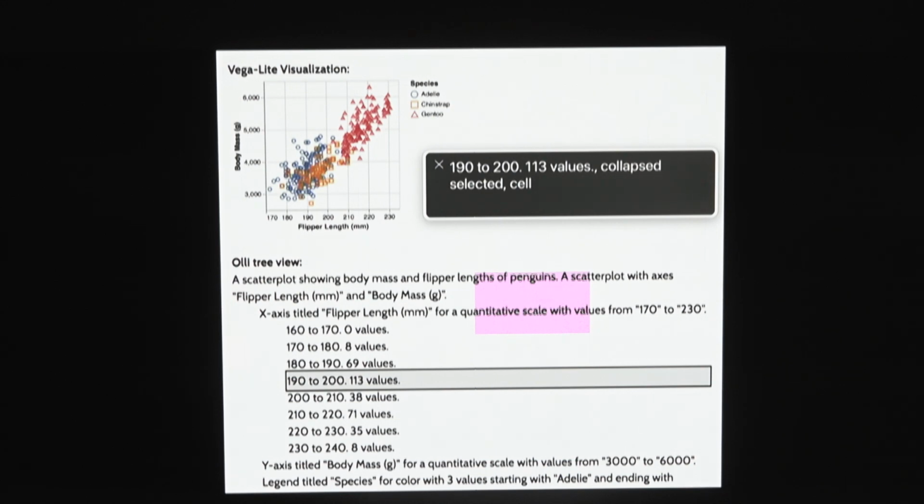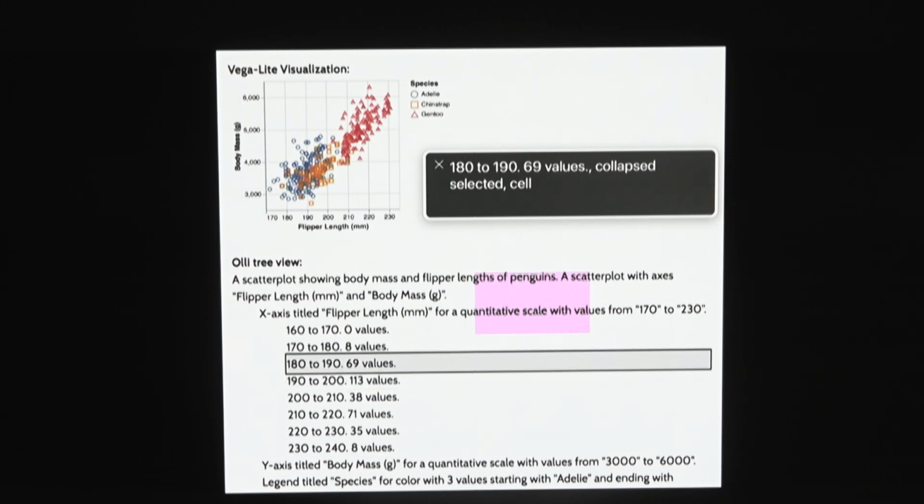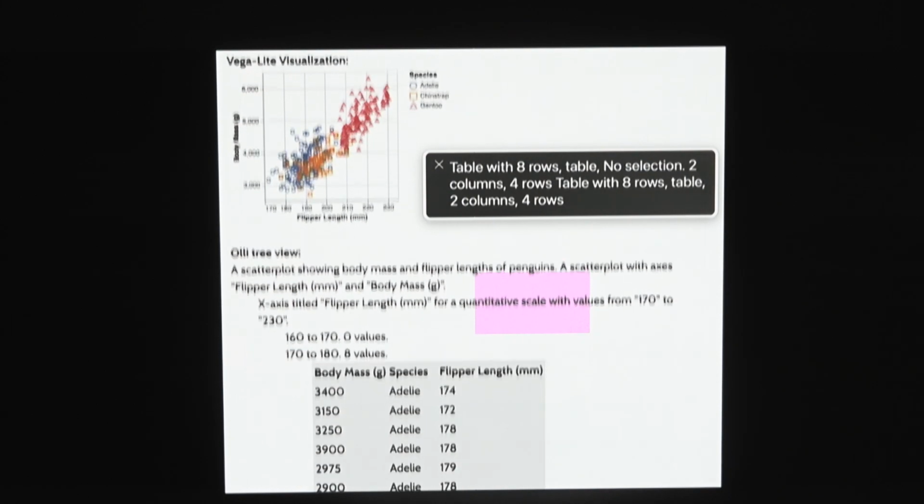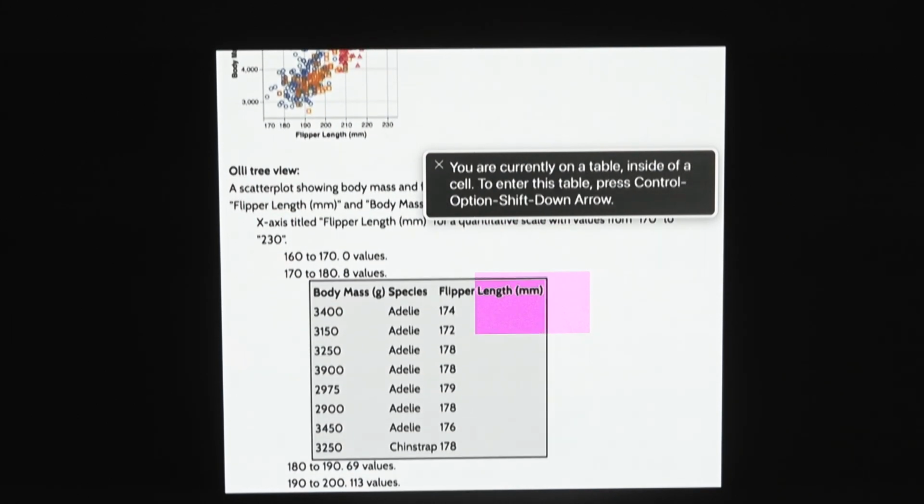Now let's say I'm interested in that interval between 170 and 180. I can go back to that node and press the down arrow again to access a table of the individual data points. 170 to 180, 8 values. Table with 8 rows, table. And from here, I can use built-in screen reader keyboard commands to navigate this table and read out individual data points.